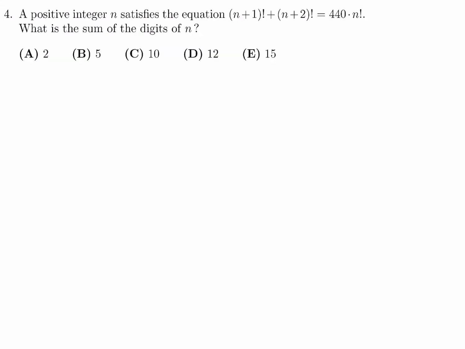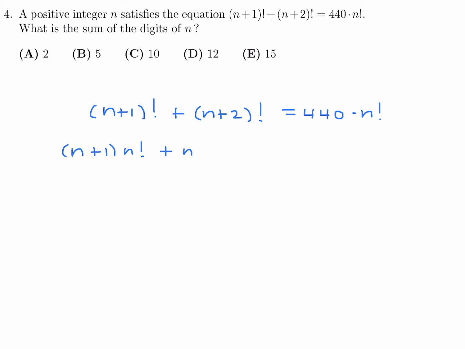A positive integer n satisfies the equation (n plus 1) factorial plus (n plus 2) factorial is equal to 440 times n factorial. What is the sum of the digits of n? (n plus 1) factorial plus (n plus 2) factorial is equal to 440 times n factorial. Let's expand this. (n plus 1) times n factorial plus (n plus 2) times (n plus 1) times n factorial is equal to 440 times n factorial.